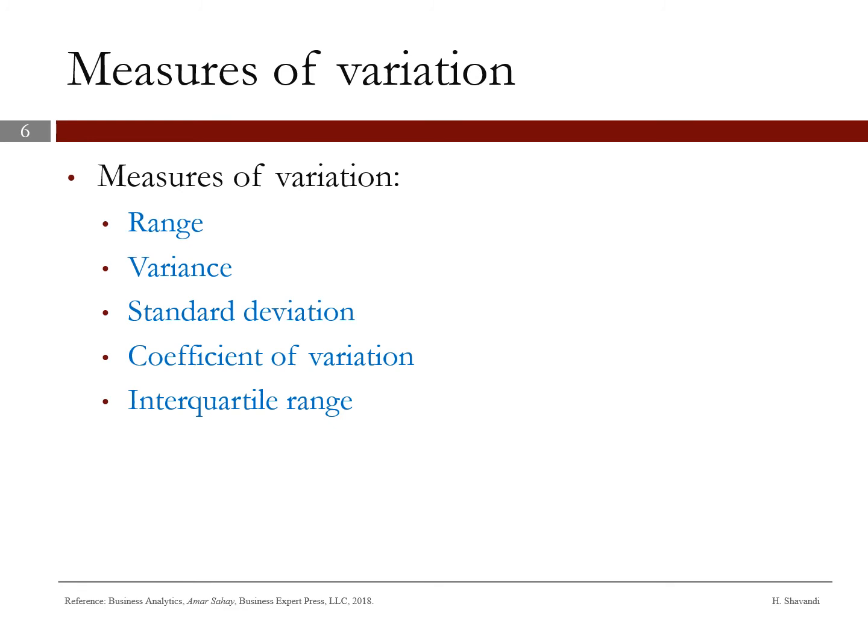Okay. Here are the measures for variation: range. The range actually is the difference between the max and the min in the data set. Then the variance, standard deviation, coefficient of variation, and interquartile range, which is the difference between the third quartile and the first quartile, so Q3 minus Q1.